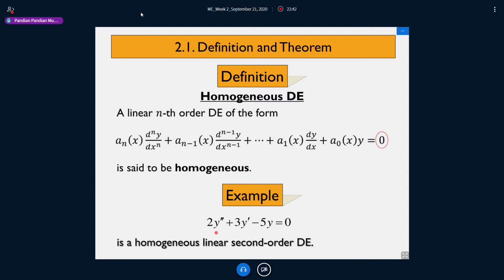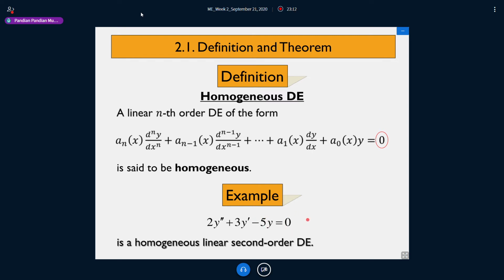This is called constant coefficient. Write down here, constant coefficient. Second order linear homogeneous constant coefficient differential equation. Very long name, but they skip the words constant coefficient. Constant coefficient means these are constants: 2, 3, minus 5. These are the constants, and it equals 0.